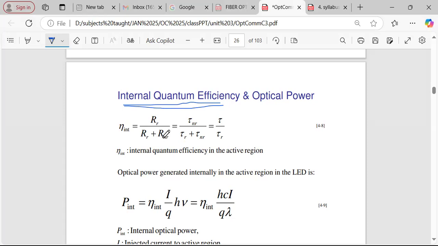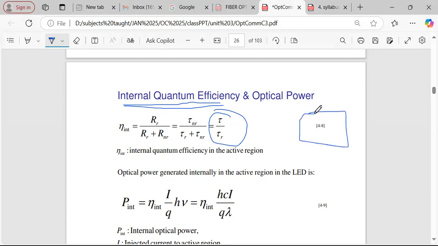So RR is the recombination rate of only radiative carriers, and this is divided by the total recombination rate. So when we calculate, we will get the final value of this. Here, this represents the internal quantum efficiency. So basically what we can say is, internal quantum efficiency can be given by the ratio of the number of photons generated and the total number of electron hole pairs.